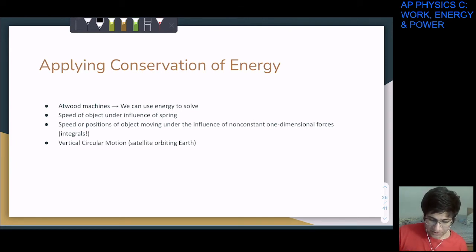Another use is the speed of an object under the influence of a spring, or the speed or positions of objects moving under the influence of a non-constant, one-dimensional force. So what this is saying is that you have a ball moving, speeding up or slowing down from point A to point B, and there's a force applied, and the force is a function. It's non-constant. That's where we would use conservation of energy. Also, these celestial, astronomy problems, which we have a unit on.